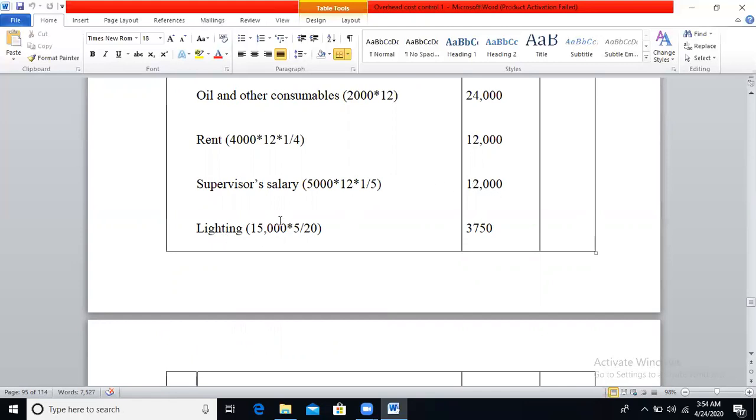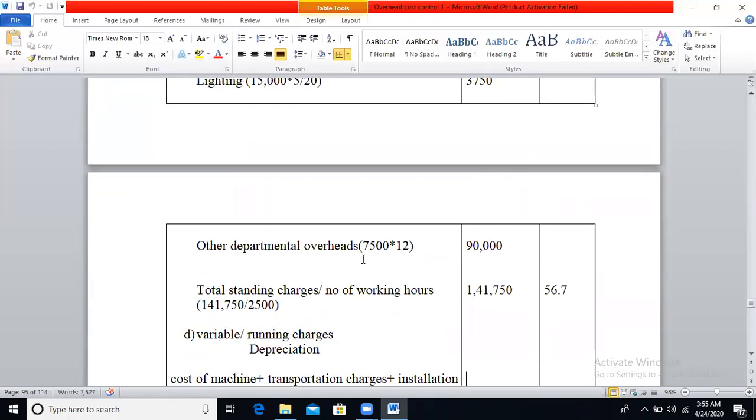Lighting. The lighting value for the year will be 15,000 into, here they have 20 light points, out of which we are using for the machine X only 5 light points. So that's why 15,000 into 5 light points out of 20 light points. So 15,000 into 5 divided by 20, you will get 3,750. Then other departmental overheads, they have given 7,500 per month. So convert it into year, 7,500 into 12 months, you will get 90,000. So these are the standing charges.